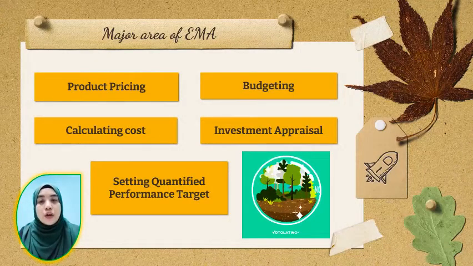Fourth, calculating cost. It helps the company to calculate the direct and indirect costs that are related to the environment. The last one is setting quantified performance targets. If the company has a target related to environmental costs or benefits, EMA can provide the direct information that can be used in setting the plan for the company to make a decision.